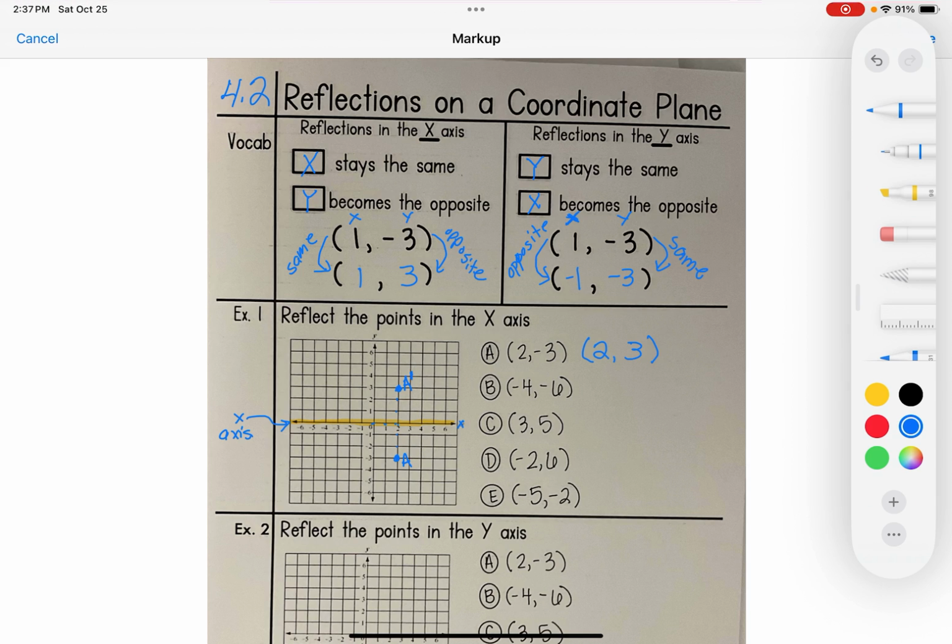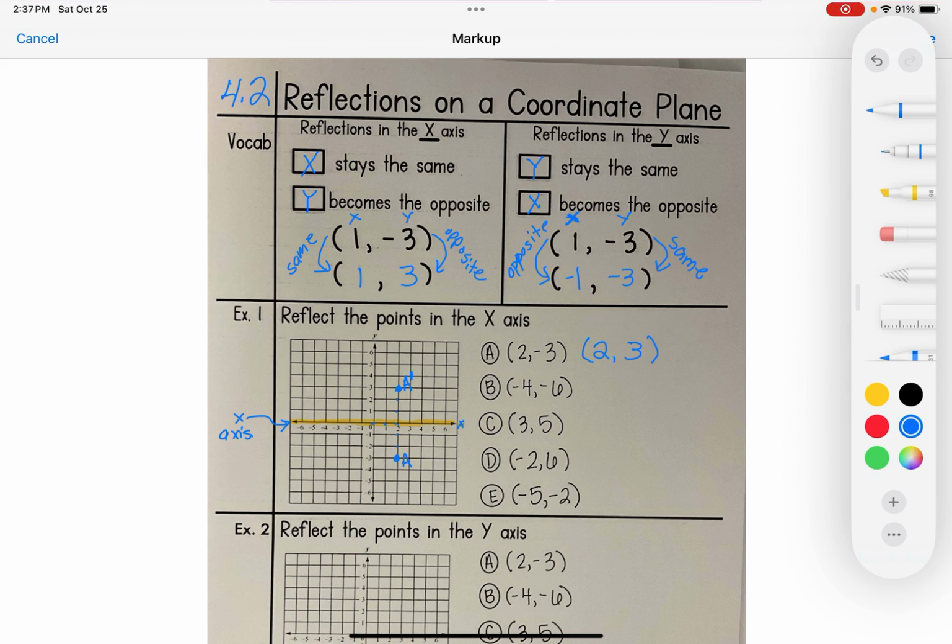I put a little symbol right there. That means A prime. It's the opposite of the other A. It's the reflection of the other A. If I folded the paper on the yellow line, they would touch each other. They would match perfectly. That's a reflection. Okay, let's do the next one.